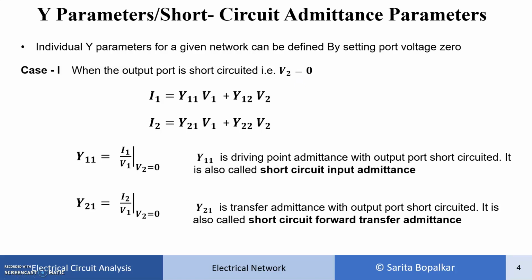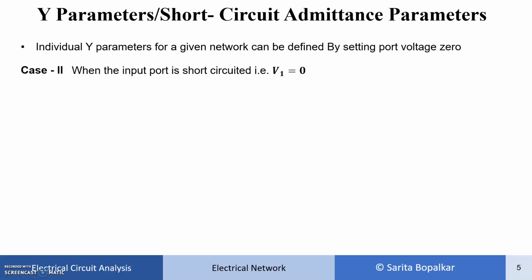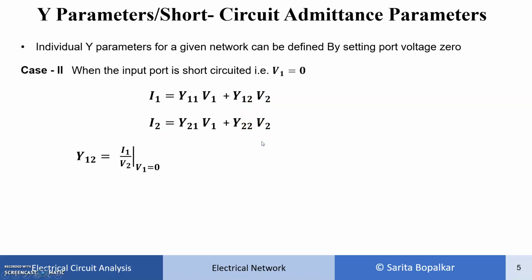So this is when the output port is short circuited. Now case 2 is we'll make the input port short circuited. So these are our Y parameter equations. When the input port is short circuited, V1 becomes 0, so these two terms become 0. So Y12 is I1 upon V2, and Y22 is I2 upon V2. What will be the name of Y12? Both the variables are from different ports. That's why the name is transfer. Now the ratio of current and voltage, that's why the name is admittance.